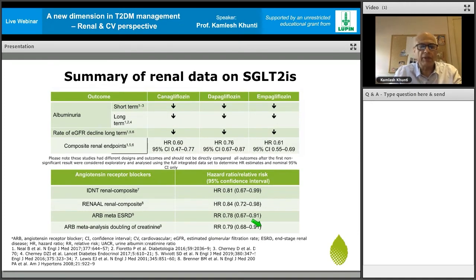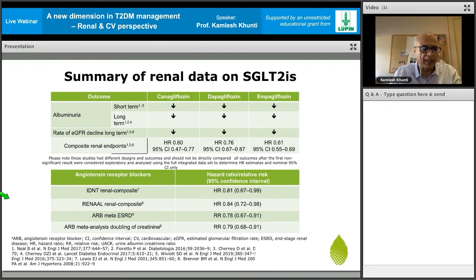So, summary of renal data with SGLT2 inhibitors: reductions in albuminuria or rate of eGFR decline, all of them, as you can see, canagliflozin, dapagliflozin, empagliflozin, all show reduction. This is the composite endpoints here at the bottom, which we've just gone through. And if you look at that with angiotensin receptor blockers, these are the previous studies, all studies that have been done, the hazard ratios are even better than what we see with ARBs and ACE inhibitors. Very, very exciting times, I think.